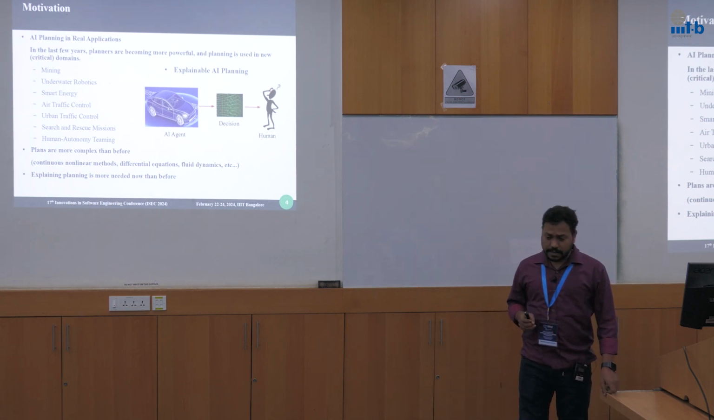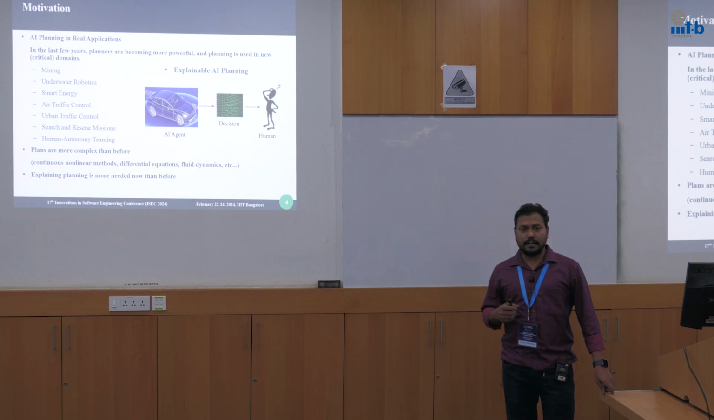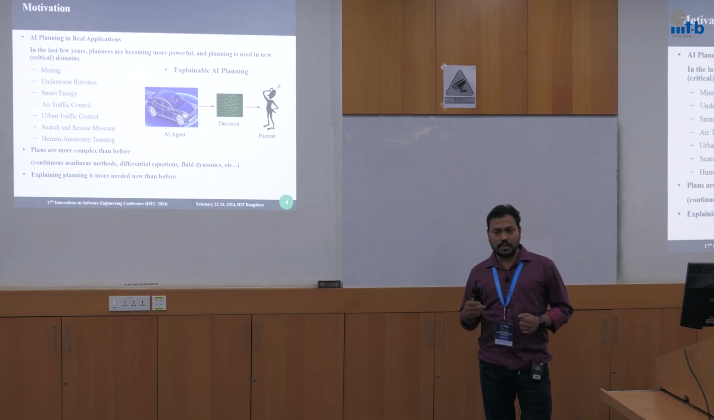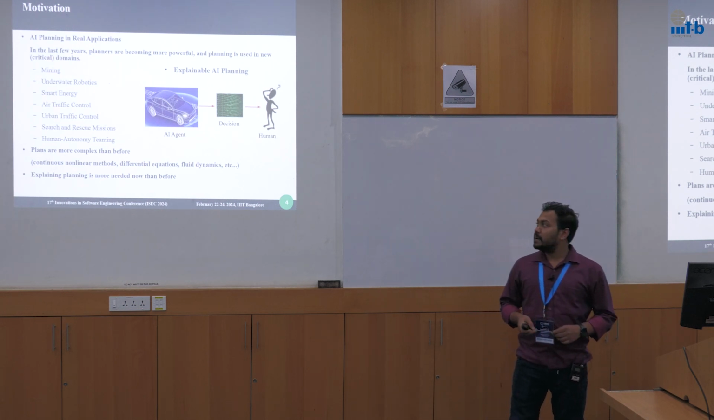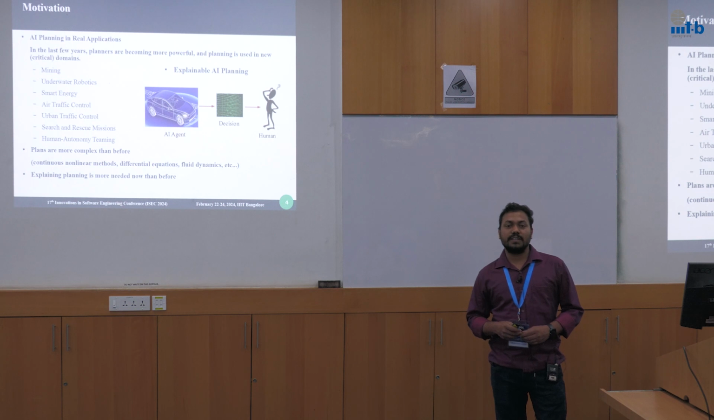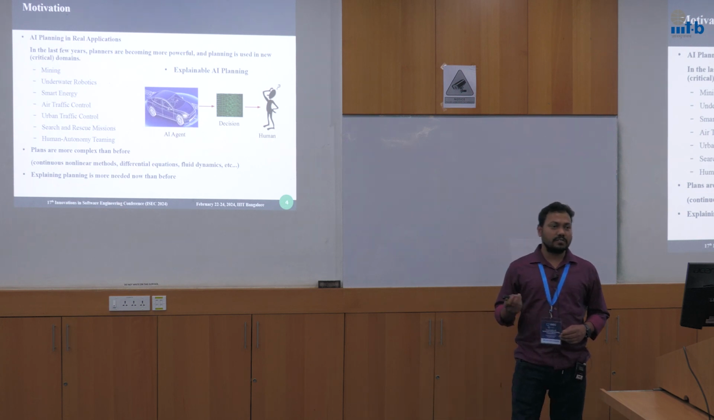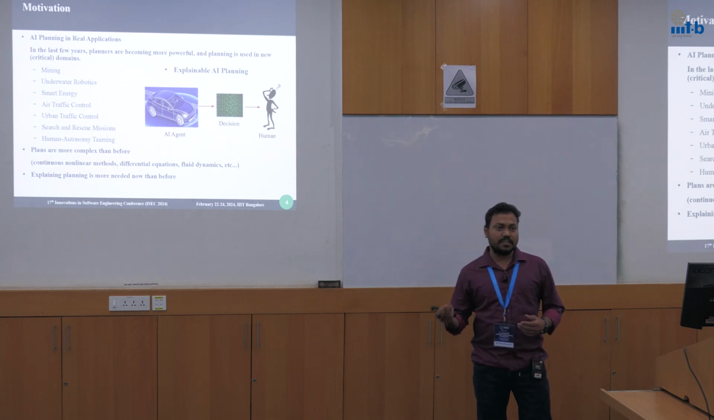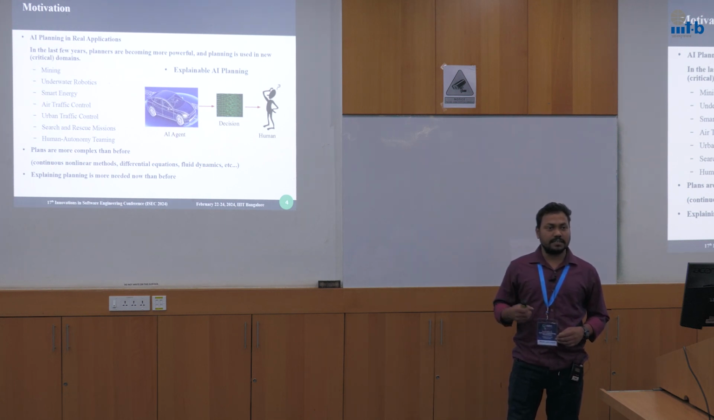So I'll explain explainable AI planning with an example. Suppose consider an autonomous car that navigates a human user to his usual destination, let's say from his residence to his office. And every day the car takes the same route. And what happens if one fine morning the car takes a different route without notifying the human user? The user may get terrified about why such a decision was taken by that system.